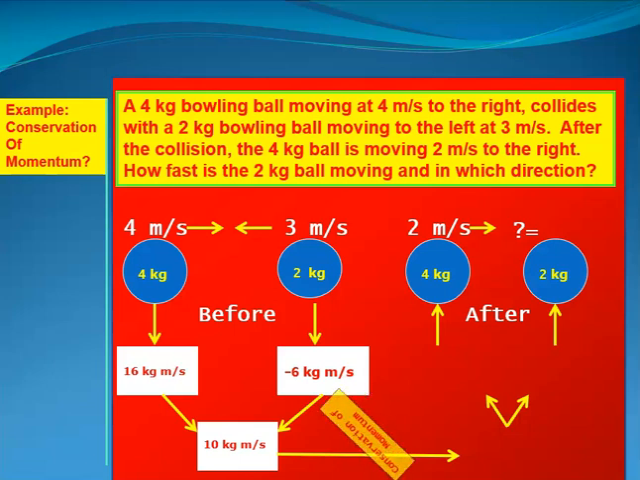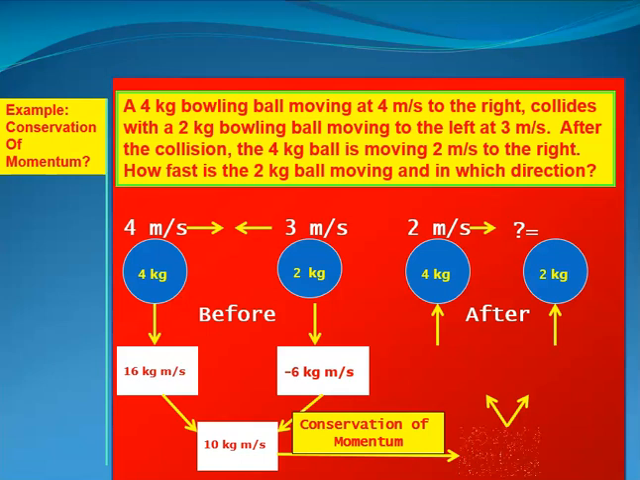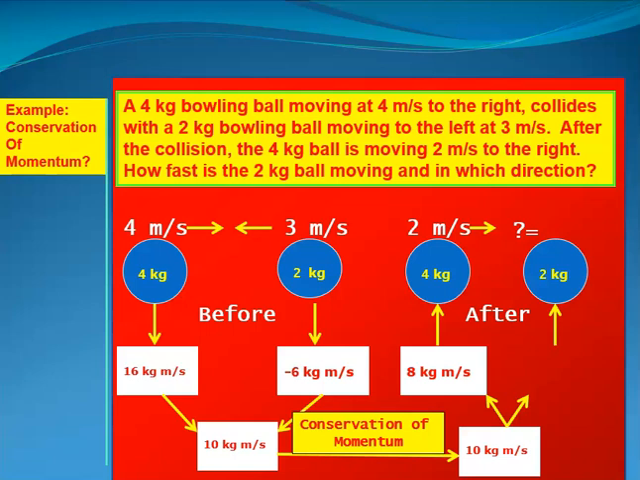Now, conservation of momentum says that that 10 kilogram meters per second of momentum is going to be conserved. So the bowling balls will have that after. So now we can figure out the 4 kilogram bowling ball is moving at 2 meters per second times 4 kilograms, which is 8 kilogram meters per second. So that 8 kilogram meters per second plus some unknown amount of momentum has to equal 10 kilogram meters per second. So that means that number there must be 2 kilogram meters per second.